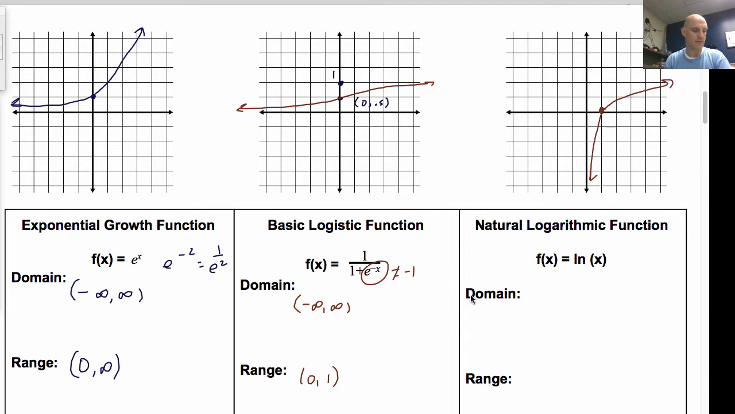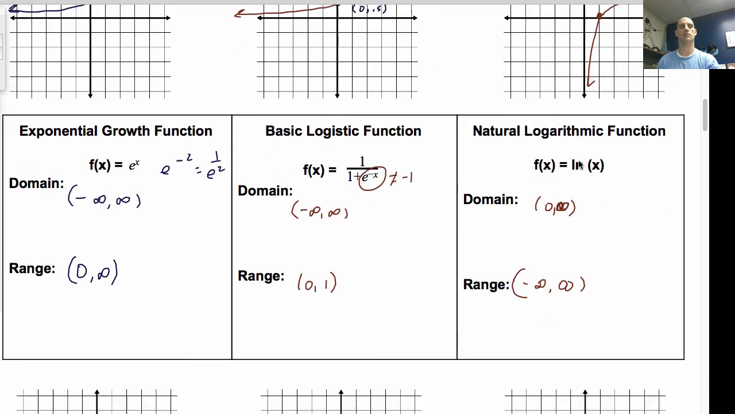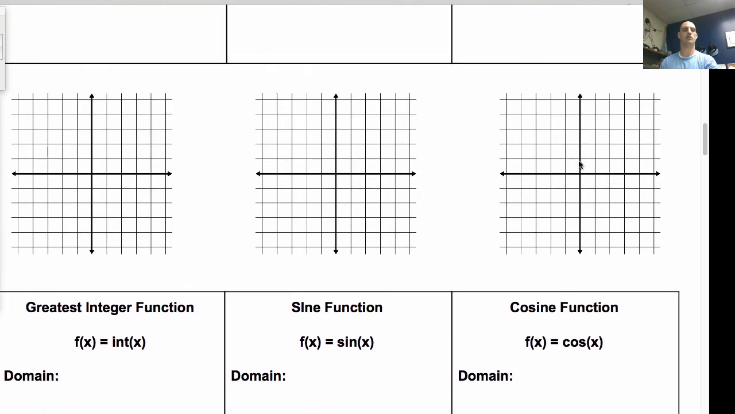So the natural logarithmic function has a domain from 0 to infinity. I can't put in 0, and I can't take the natural log of 0. I can't take the natural log of a negative number. And my range is negative infinity to infinity. As you observe these graphs, understand what's going on here. My range is negative infinity to infinity because it comes from negative infinity and it keeps going up into infinity. But it gets cut off. There's an asymptote right there at 0, so I can't have 0 in my domain.